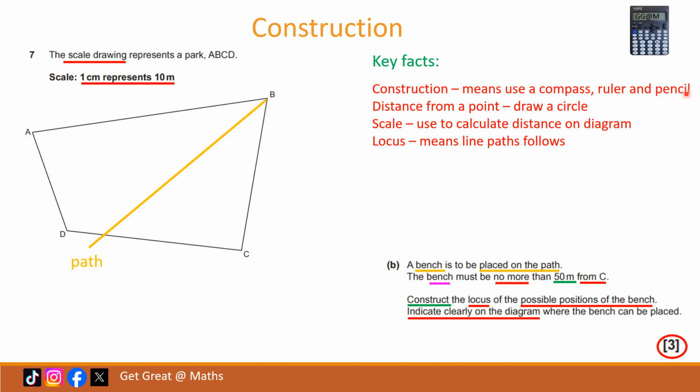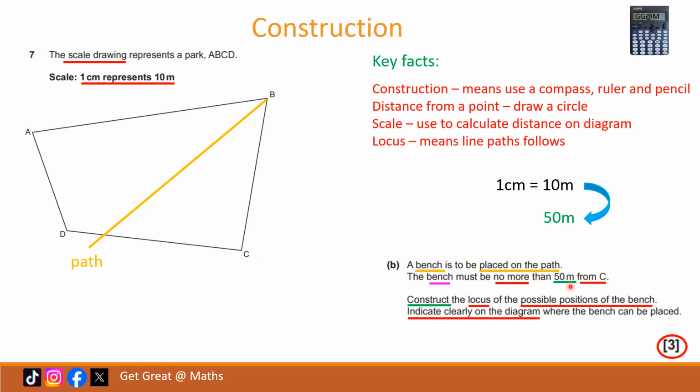Fantastic. Well done. So what we're going to look at first is we're going to use this scale bit of information. So we're told in the question that 1 centimetre is equal to 10 metres. So we have been told in the question we have got 50 metres. So 50 metres is now here.